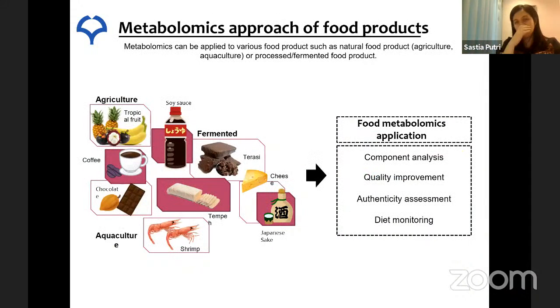So the metabolomics approach can be applied to many different kinds of food products. This also applies to agricultural products or herbal medicine, of course. Natural food products, it can be agriculture or aquaculture products, processed or fermented food products. And in our laboratory, we have many different kinds of samples, like fermented food, aquaculture samples, as well as agriculture samples. And the application is quite wide. We do the component analysis for quality improvement, authenticity assessment, and diet monitoring.